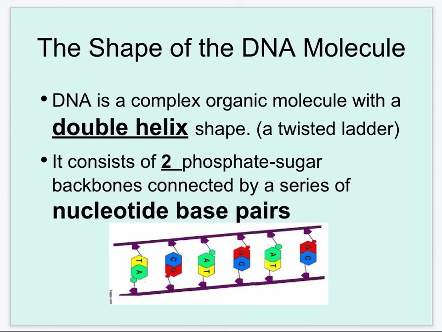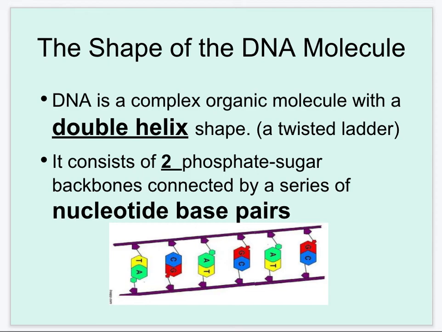So this brings us to the shape of DNA. DNA is a complex organic molecule. Yes, one of the organic molecules from biochemistry, right? It's a nucleic acid. And it has a double helix shape, which is like a twisted ladder. So if you think of a ladder, right, standing upright and then taking both ends and twisting them into a spiral, that's what a DNA molecule looks like.